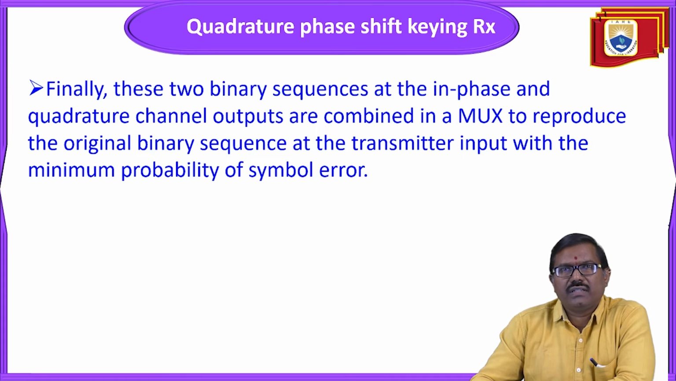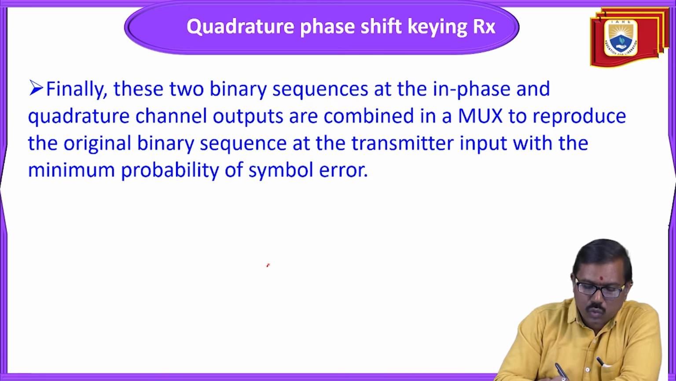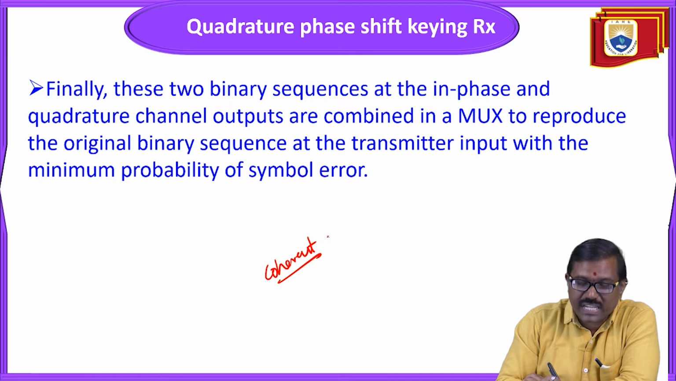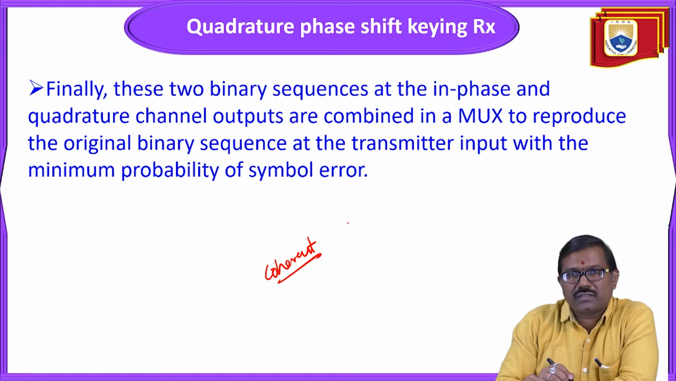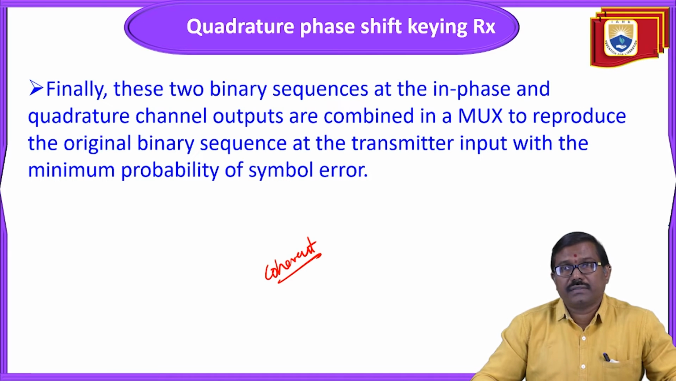Okay, so finally you add these two binary sequences, in-phase and quadrature, combined by a multiplexer to produce the original binary sequence at the transmitter input with the minimum probability of error. Why? Here we are going for the coherent version. In coherent detection we have the minimum probability of error. For non-coherent, the probability of error is higher. Okay, so that is QPSK.